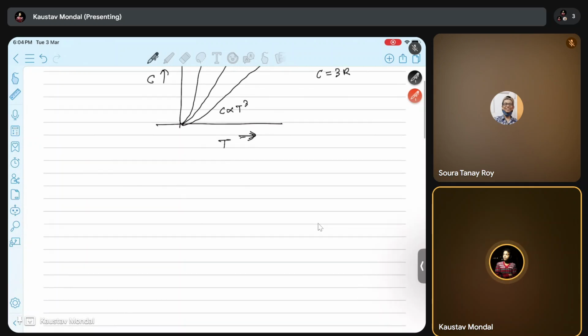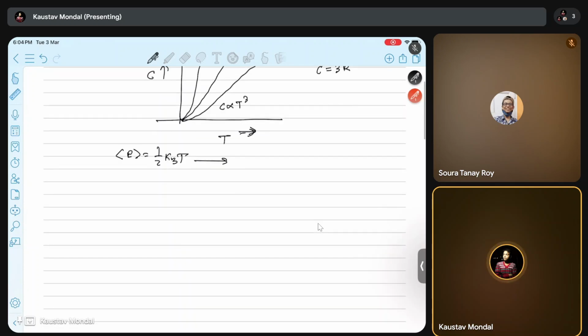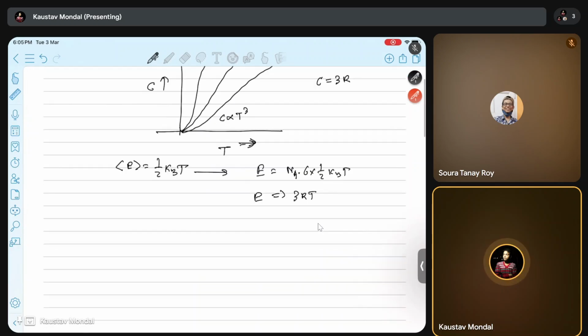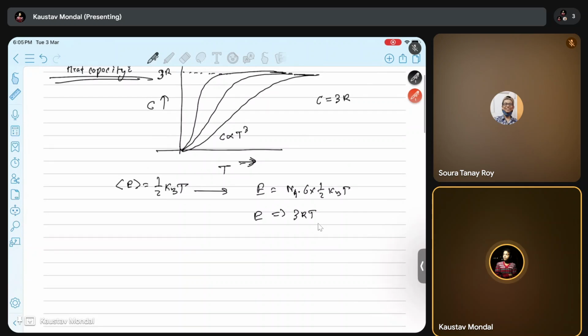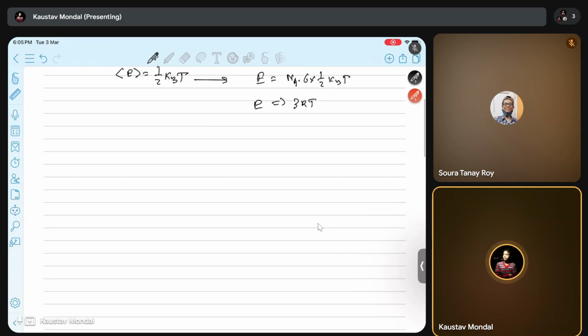So the average energy associated with each degree of freedom is given by half kT. For a solid, each molecule has 6 degrees of freedom, and if there is 1 mole of material, the total energy would be N_A into 6 into half kT, and N_A k is R, so it becomes 3RT. In this way, the Dulong-Petit law is able to explain the behavior at higher temperature, but this theory fails at lower temperature.